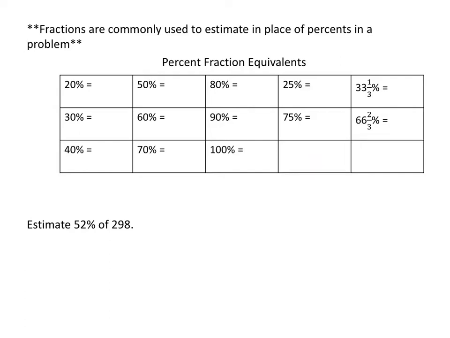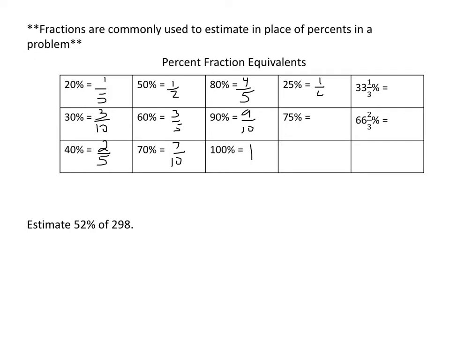20% is the same as 1/5. 30% is the same as 3/10. 40% is the same as 2/5. 50% is the same as 1/2. 60% would be 3/5. 70% would be 7/10. 80% is going to be 4/5. 90% is 9/10, and 100% is 1.